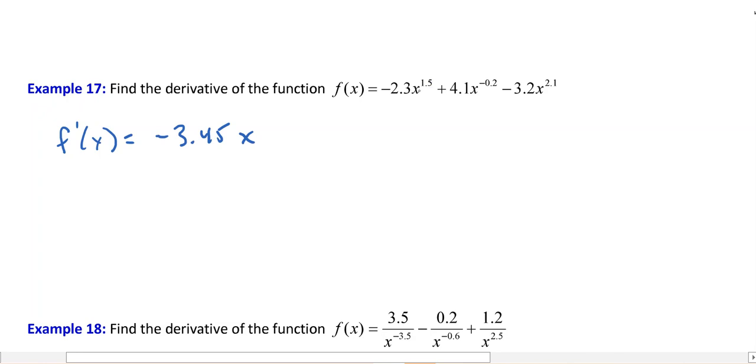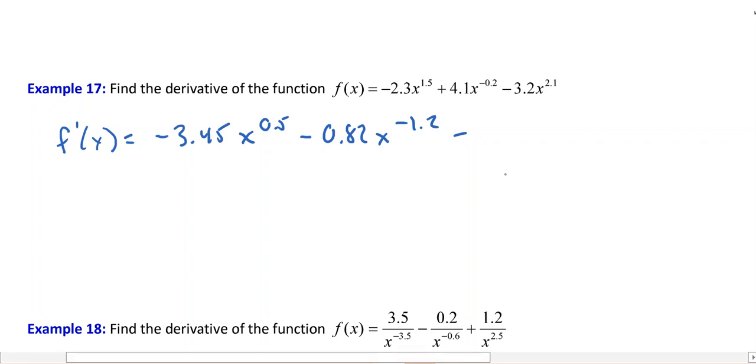Now we have a negative times a positive, which is going to be a negative 0.2 times 4.1. 0.2 times 4.1 is 0.82 times x. So the negative 0.2 minus 1 would be negative 1.2. And then a positive 2.1 times a negative 3.2 would be a negative. And so we have 3.2 times 2.1, and that's 6.72.